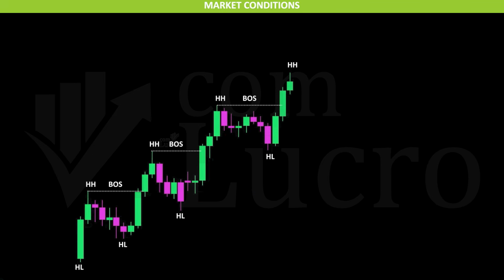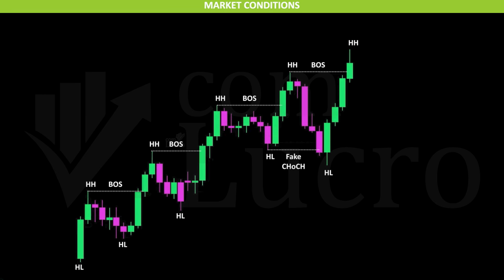The first one is failure to continue. If price breaks below a swing low but fails to move lower and quickly reverses upward, that change of character becomes weak or invalid, particularly if price then breaks above the previous high again. This behavior confirms that the market remains bullish despite the temporary breakdown.